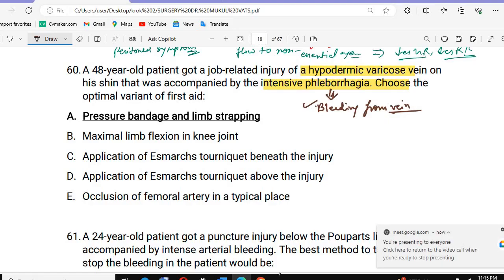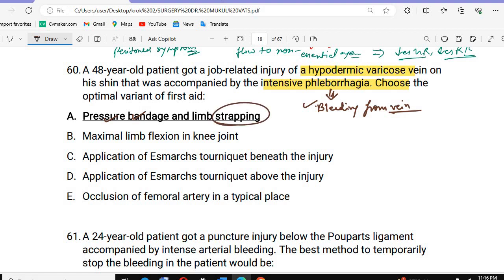So in the case of the varicose vein condition, we can give sclerotherapy, and we can also give a pressure bandage. If the pressure bandage is not good enough, then what we will do is limb stripping. What is stripping, or we can say limb stripping? This is the surgery, the Trendelenburg operation.